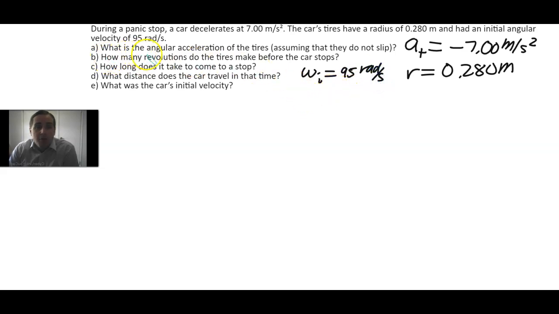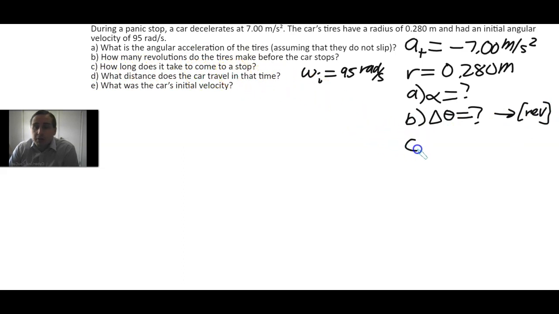Okay, part A, we want to know the angular acceleration of the tires. So let's write each of these down in shorthand form. In part A, we want to know alpha. In part B, we want to know how many revolutions the tires make. So we need to find delta theta, but then make sure that it is put into units of revolutions. C, how long does it take for the car to come to a stop? That's the time that elapses. D, what distance does the car travel during this time? That's the variable delta x, the horizontal displacement. And lastly, part E, what is the car's initial velocity? So what is v initial?